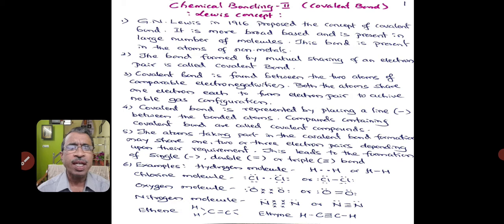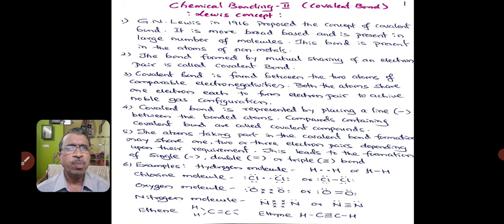G. N. Lewis in 1916 proposed the concept of covalent bond. It is more broad-based and is present in a large number of molecules. This bond is present in the atoms of nonmetals. The bond formed by mutual sharing of an electron pair is called covalent bond.